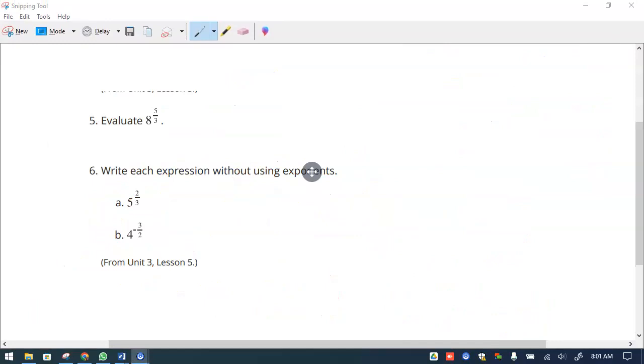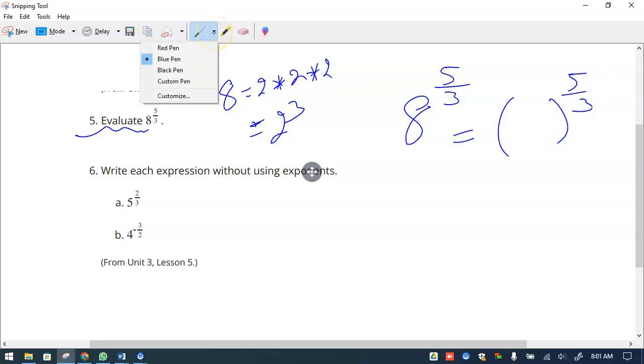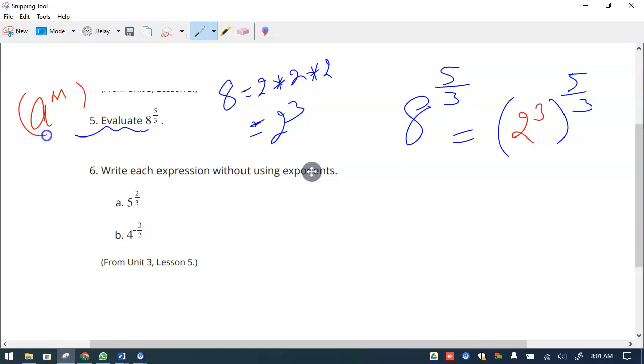So how do we evaluate 8 raised to 5/3? One thing we can do is note that 8 is the same as 2 times 2 times 2, which is 2 raised to 3. So we can replace 8 with 2 raised to 3 in this 5 over 3 expression. And then you can use the formula a raised to m, raised to n. This is power of power, so we can multiply the exponents this way.